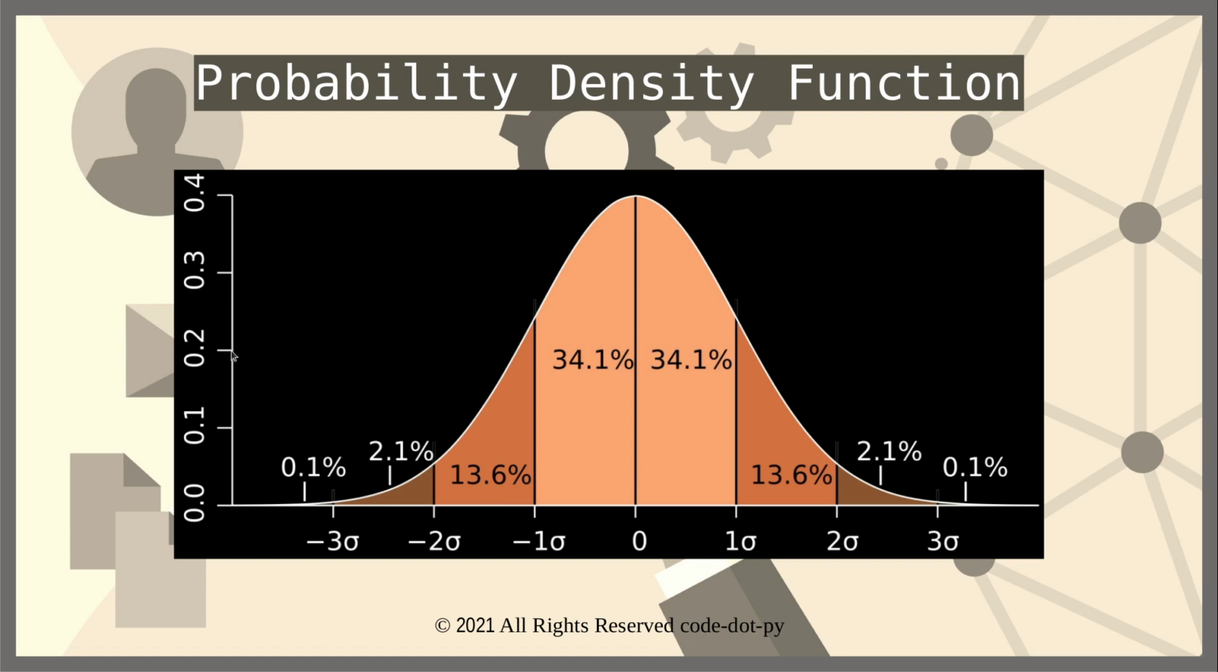For example, here the value 0.2, the probability of the next value for this data set being 0.2 is very high, because you see here the value 0.2 lies in the area where the density is the highest. So that is how we can interpret this probability density function.